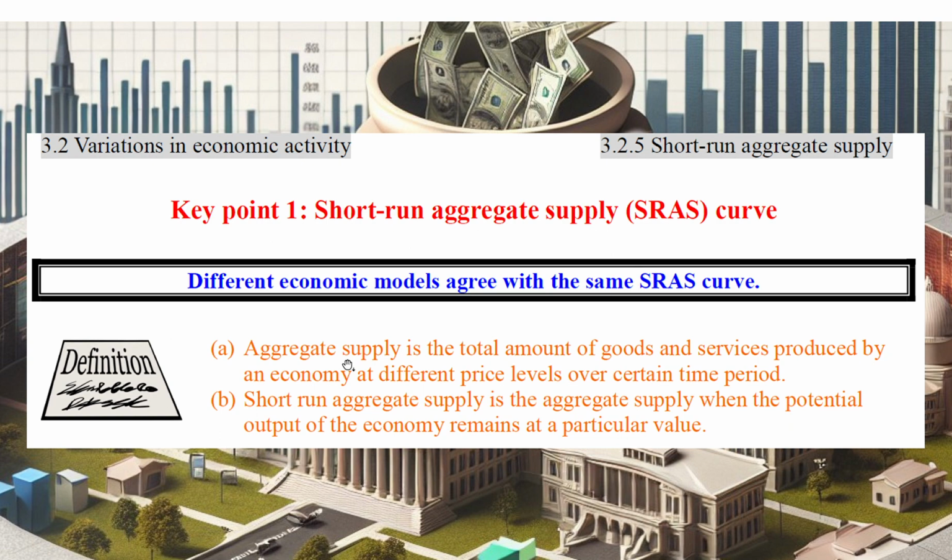What's aggregate supply? Aggregate supply is the total amount of goods and services produced by an economy at different price levels over a certain time period. The same technique. How to model the price level? Consumer price index, average price level, some abstract concept. And how to describe the total amount of all the goods and services produced by the economy? Of course, it is GDP, the output model.